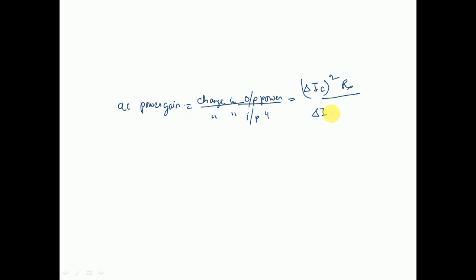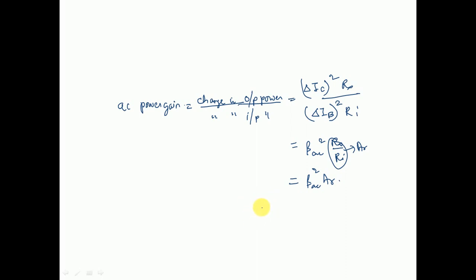Meanwhile, I am changing the slide. Now we will talk about AC power gain. AC power gain is the change in output power divided by change in input power. It can be written as delta IC whole square R naught divided by delta IB whole square Ri. So you can easily write down beta AC square R naught by Ri, which is AR, so beta AC square AR.